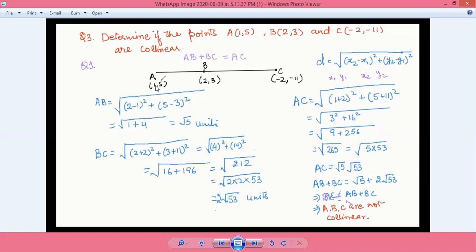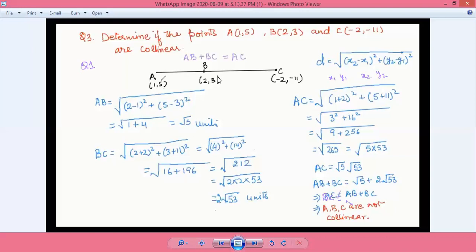Out of the two values of x, this is the first value of x, this is the second value of x. You have to first choose which one is greater. So 2 is greater, subtract 1 from it. 2 minus 1 will be 1, and square of 1 is 1 only. And out of the two values of y, again you will choose the bigger one, the larger one. The larger is 5. Subtract 3 from it, that will be 2, and square of 2 is 4. So that means 1 plus 4 is equal to square root 5.